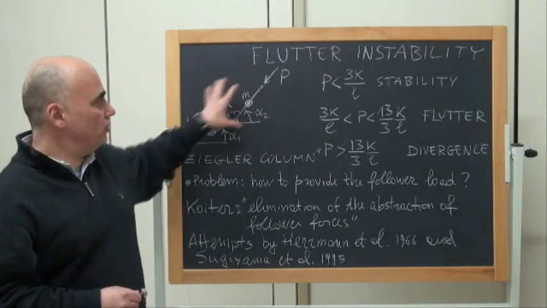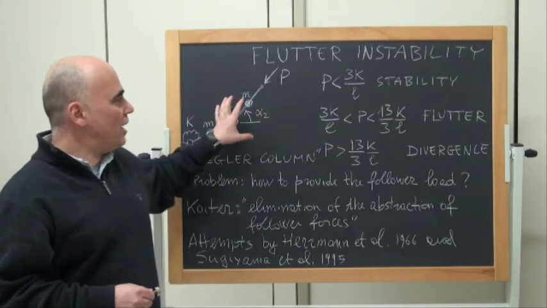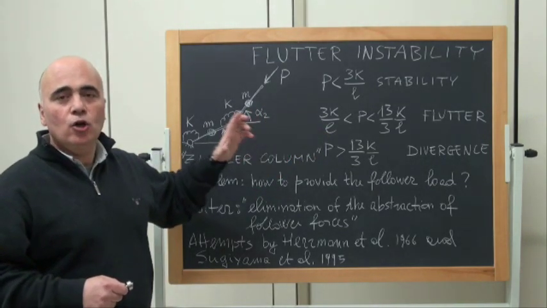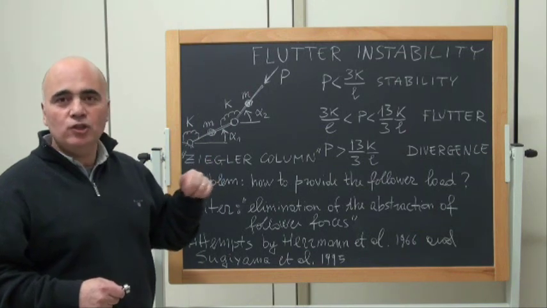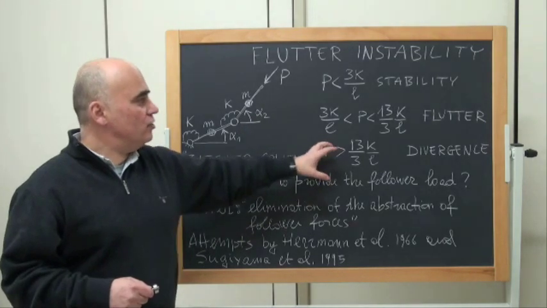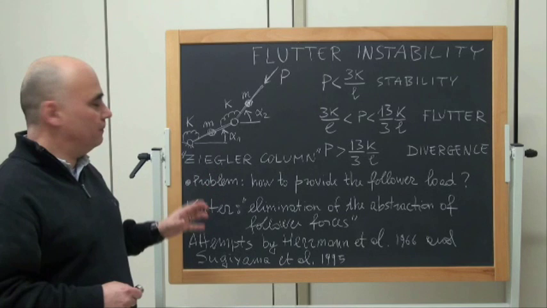There is no bifurcation for this system. But if the load falls within this interval, the structure is subject to Flutter instability, which is a dynamical instability consisting in a dynamical motion, vibration of increasing amplitude. If the load is higher, then there is divergence instability, another kind of dynamical instability.